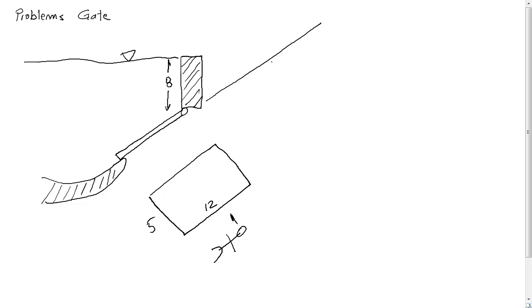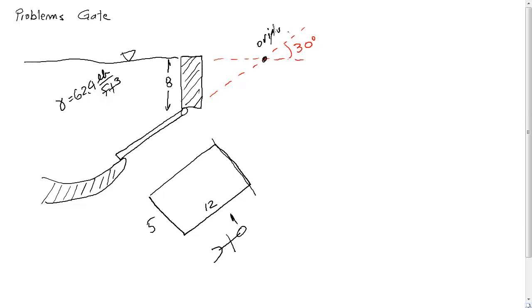Let's say it's 30 degrees, and say it's water. This individual sees this gate. Here's the axis. Alright, so here's the origin, and here's my y coordinate. We'll identify the centroid, center of pressure.